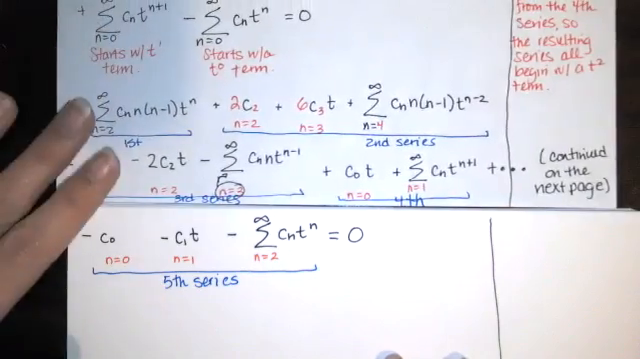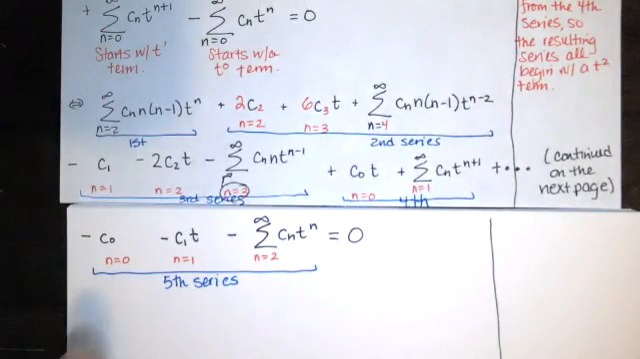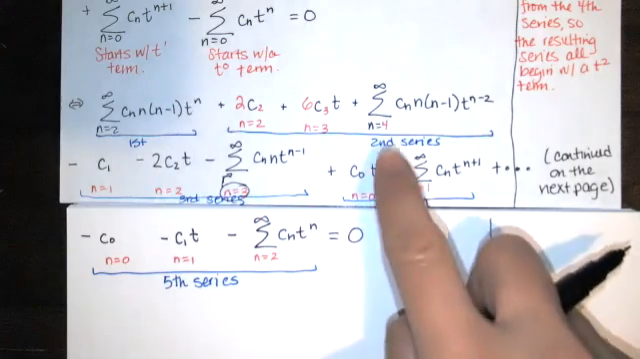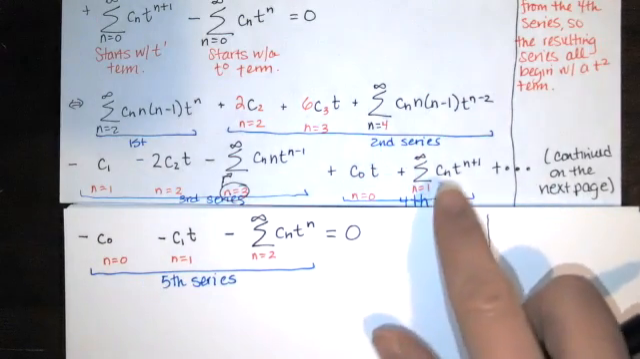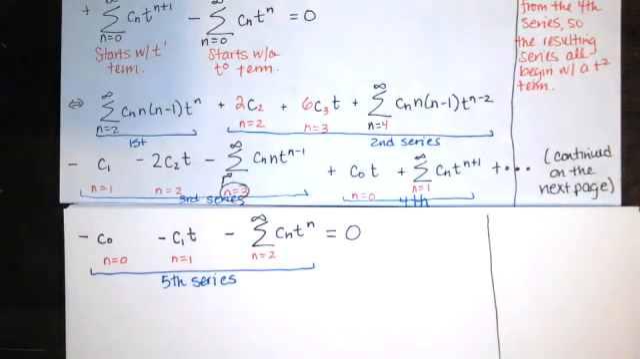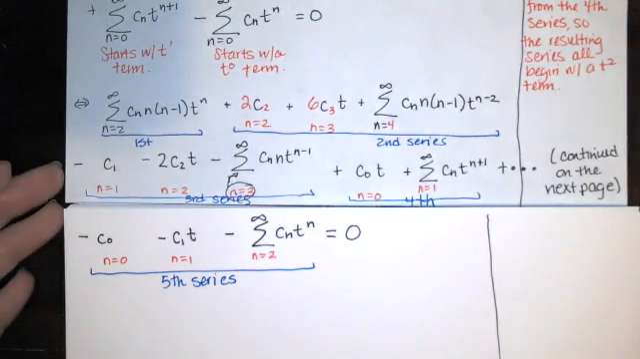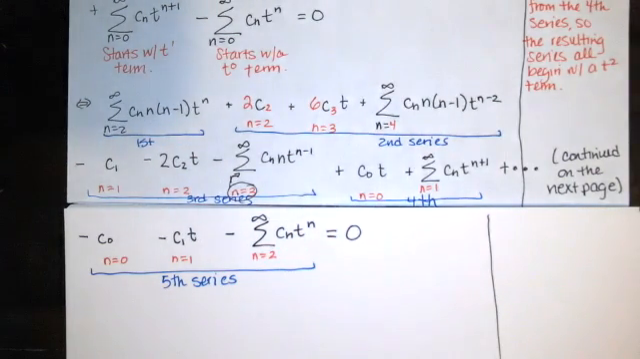Okay, so now these series all start with a t squared. If you plug in n equals 2 to that, you get t squared. N equals 4 to that, you get t squared. N equals 1 to that, you get t squared, and so on for all 5 of them. But they don't look the same. We want all the exponents to match. So we want to rewrite these series so that they all have a matching exponent.